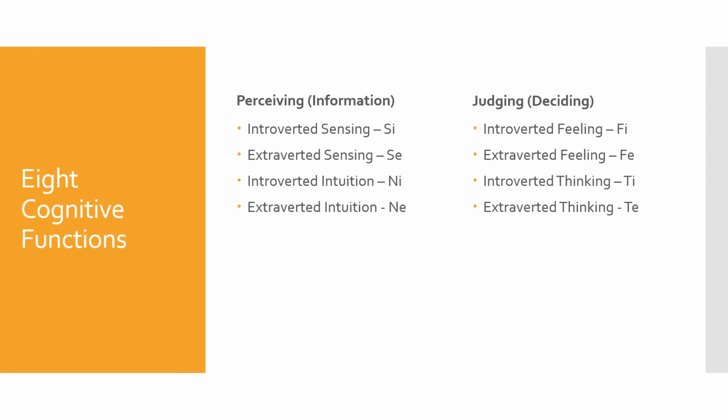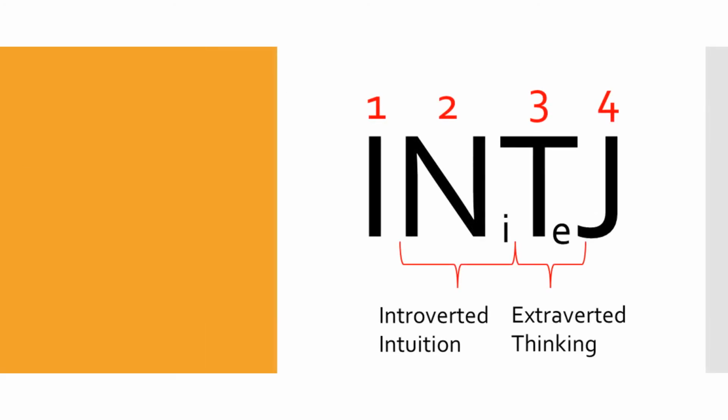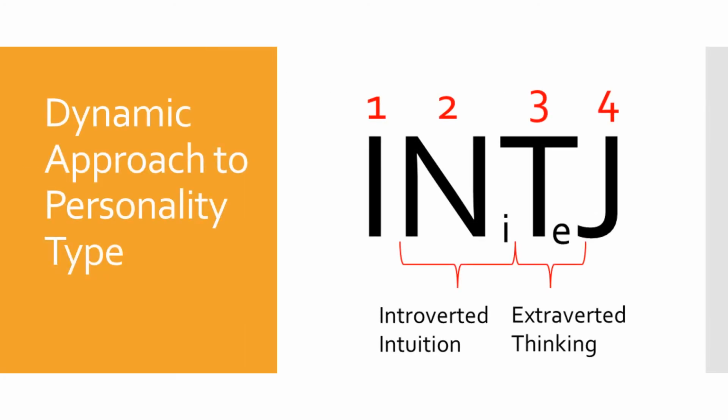The reason that each cognitive function can work differently is that they can have either an extroverted or introverted attitude. So the reality is that there are 8 different cognitive functions. The dynamic approach to personality type relies on an understanding of the introverted or extroverted version of each cognitive function. As illustrated here, of the 8 cognitive functions, an INTJ has a preference for introverted intuition and extroverted thinking. Personally, I find it more straightforward to understand personality type using the dynamic approach.